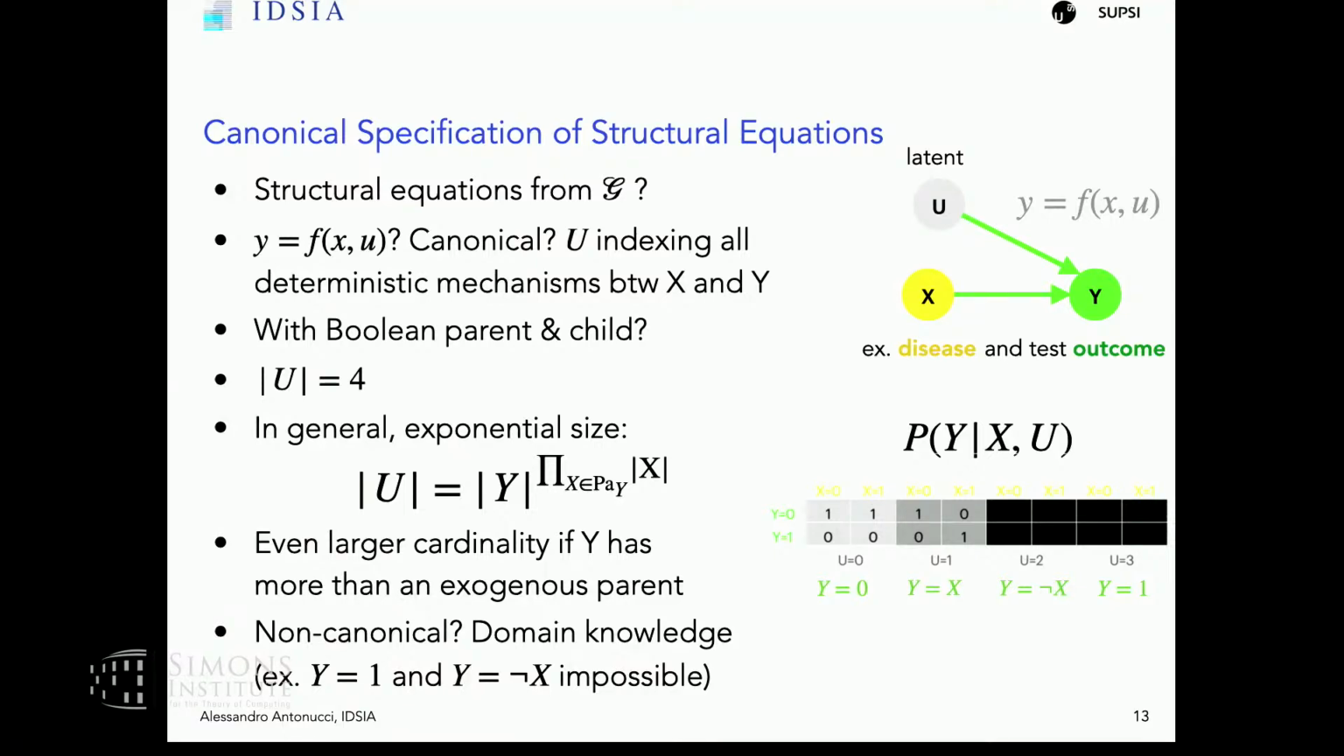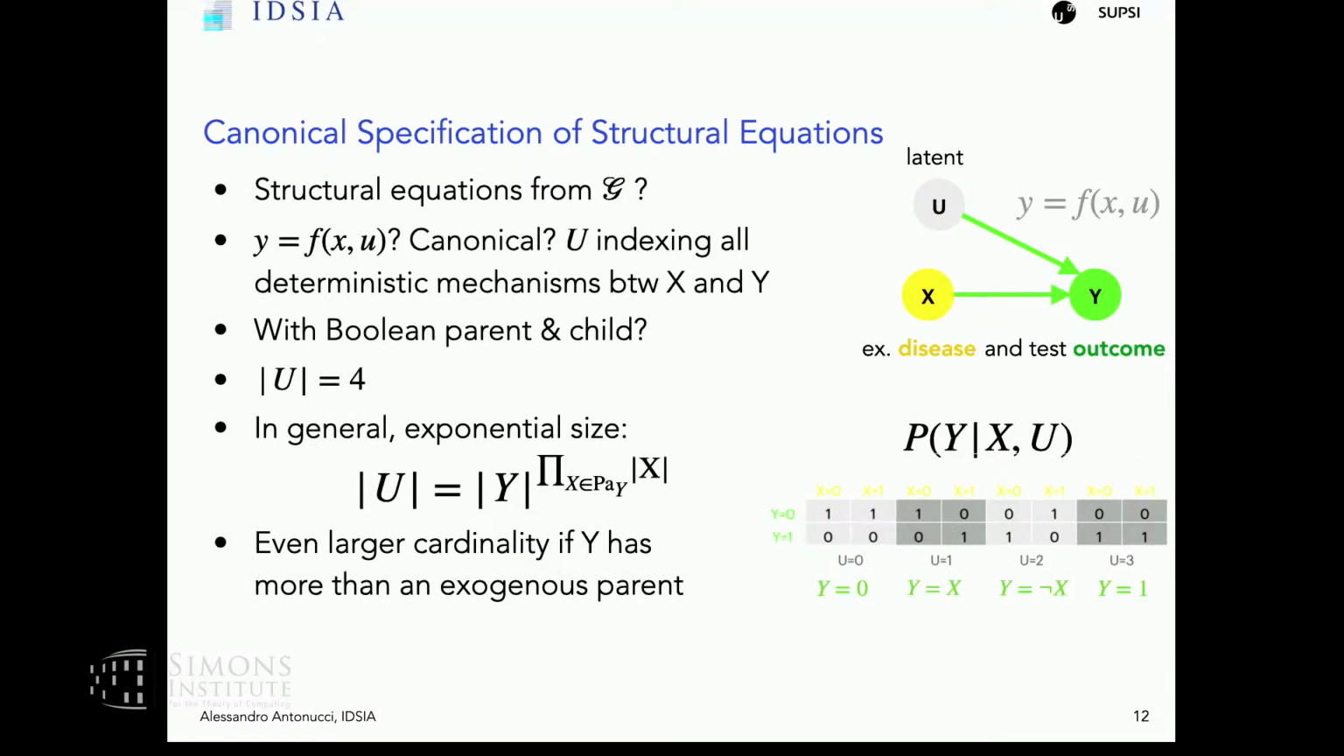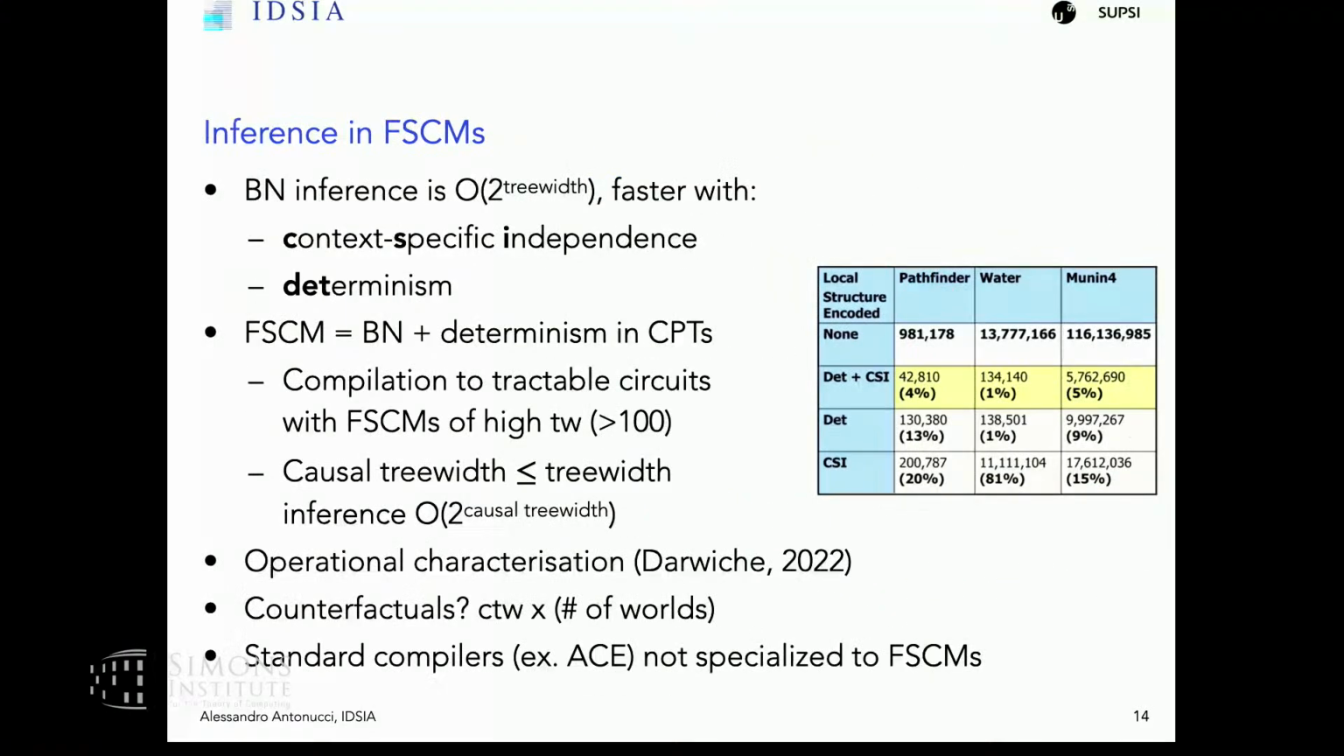And this is what we try to do to address the problem of the specification of the equations. So let's say for the moment that we have the structural equations. We have the endogenous data. We want to learn the latent. If the model is fully specified, we have a Bayesian network. So let's use Bayesian network inference. It is exponential in the treewidth, and it can be faster in the presence of context-specific independences, something that you don't see from the graph of the model, something you can see in the tables. And you can also take advantage of deterministic relations in your model.